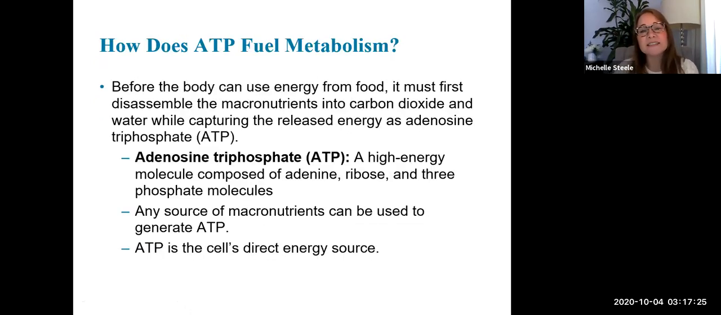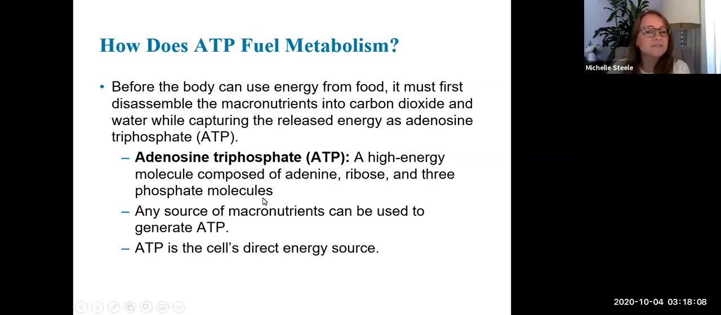All right, so I mentioned this compound known as ATP. What is ATP? Well, before the body can actually use energy from food, it's going to first disassemble those macronutrients into carbon dioxide and water, and capture the released energy as something known as adenosine triphosphate. Adenosine tri meaning 3, phosphate because it's using phosphate molecules. So this is composed of adenine. This is a nitrogen-containing unit, part of our DNA. Ribose, which is a 5-carbon sugar. And then we have these 3 phosphate molecules.